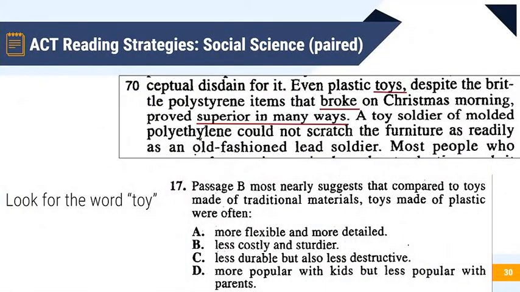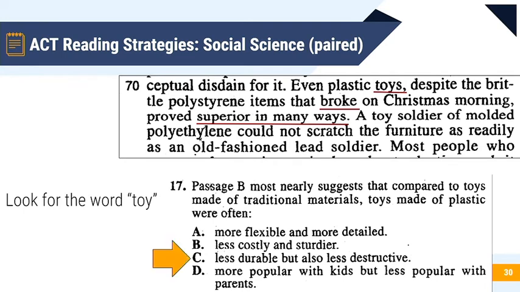Here it says passage B. I'm going to go straight to passage B. I'm not even going to look in passage A because none of my answers are there. It says plastic toys broke. They broke on Christmas morning. So I'm going to look for the word toys. It's going to tell me where toys are. So I'm going to see that they're less durable and less destructive because they're not going to scratch the furniture.